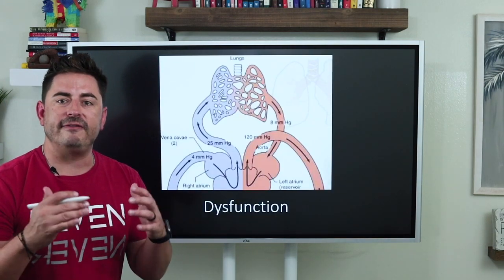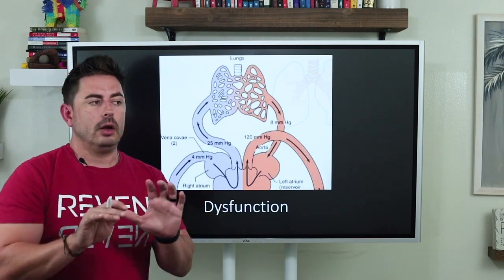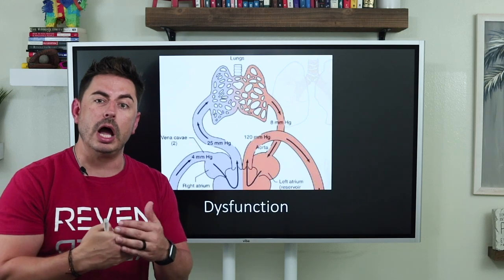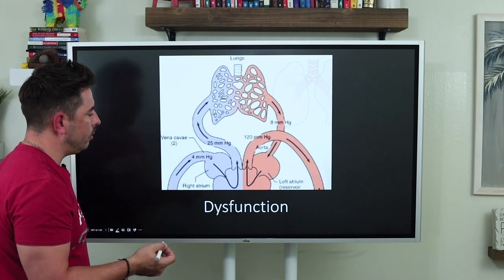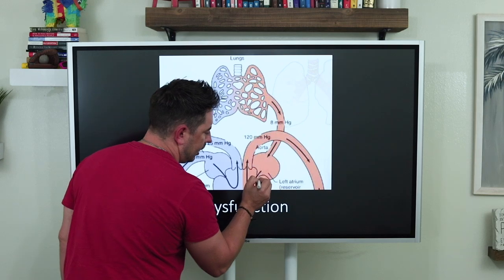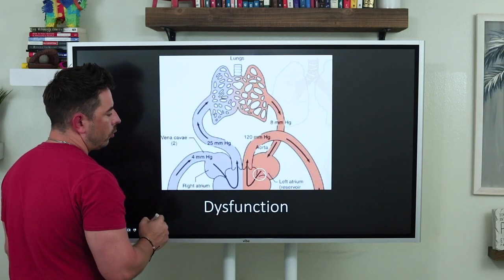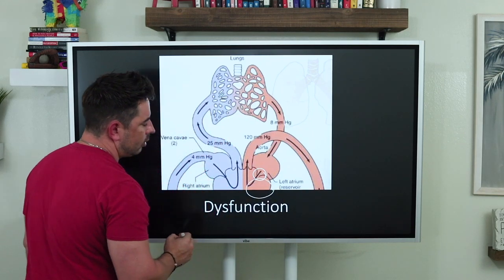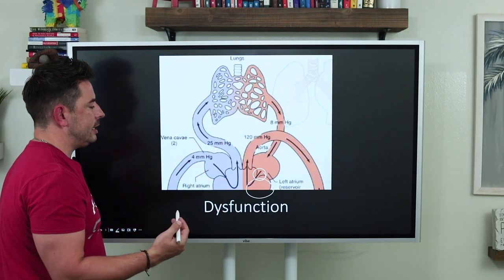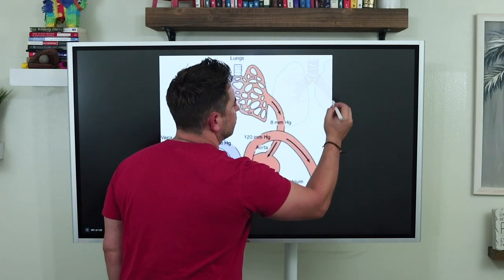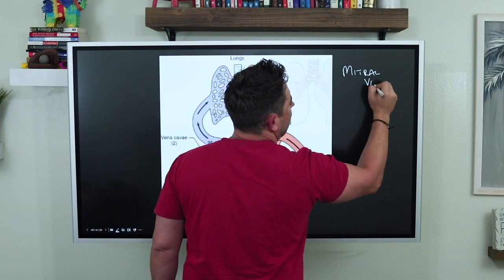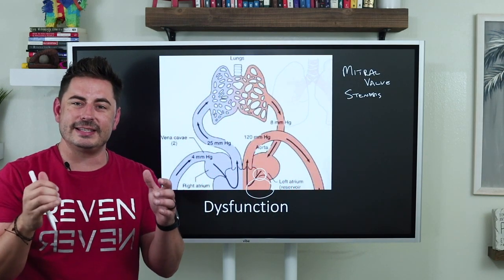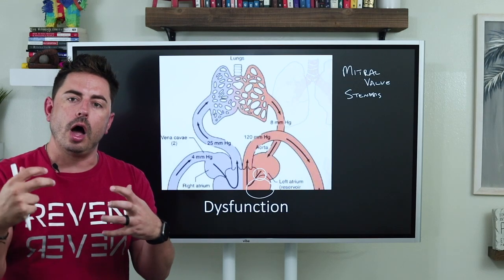So this is probably my favorite part, when things start to get dysfunctional. Why does it matter that I need to know about the pulmonary circulation so much? If we were to look at the mitral valve, or at the left ventricle, and let's say there was a dysfunction of the mitral valve. So we have mitral valve stenosis. What this is, is a stiffening, a hardening of that mitral valve.